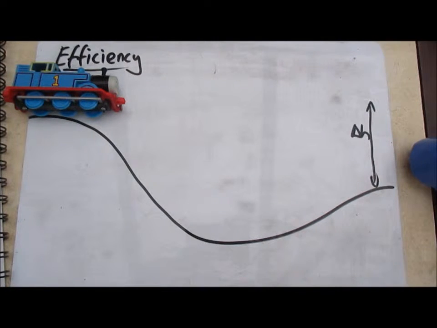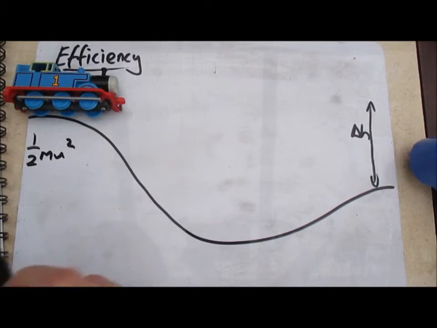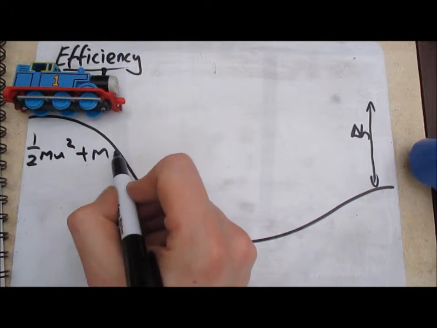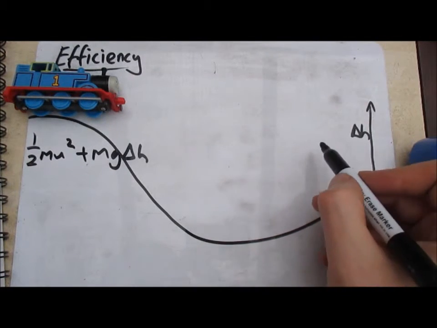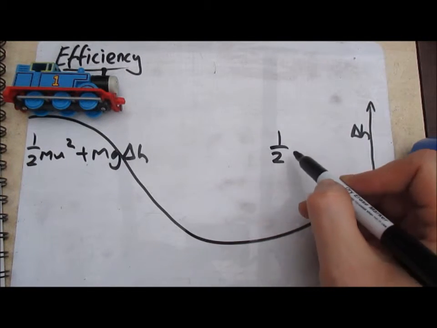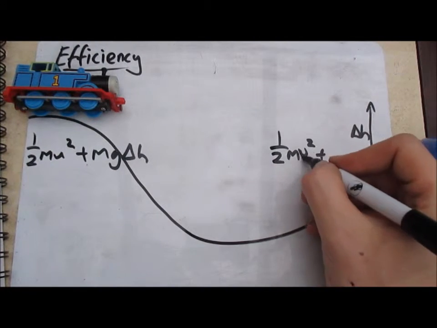Now, what we're going to do is say the track's not frictionless. So it's like we did in the previous video, extending the equation to account for this friction factor. So over here we've got half mu squared and he's raised, so he's got a factor of mg delta h. And over this side he will reach a kinetic energy of half mv squared at a speed of v.